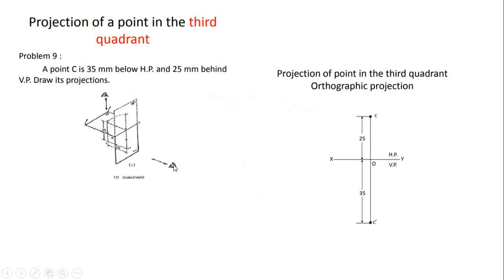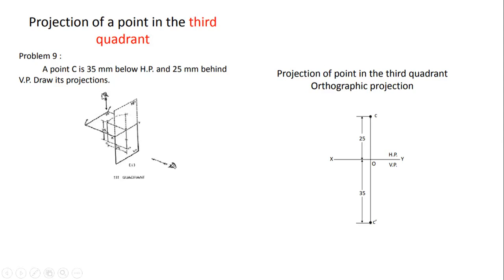The observer is seeing point C from the front view direction. So, 35 mm below HP, the point C is projected on the vertical plane. That will be named as C dash. The front view will be lying on the vertical plane in the third quadrant, whereas the top view will be projected on the horizontal plane.